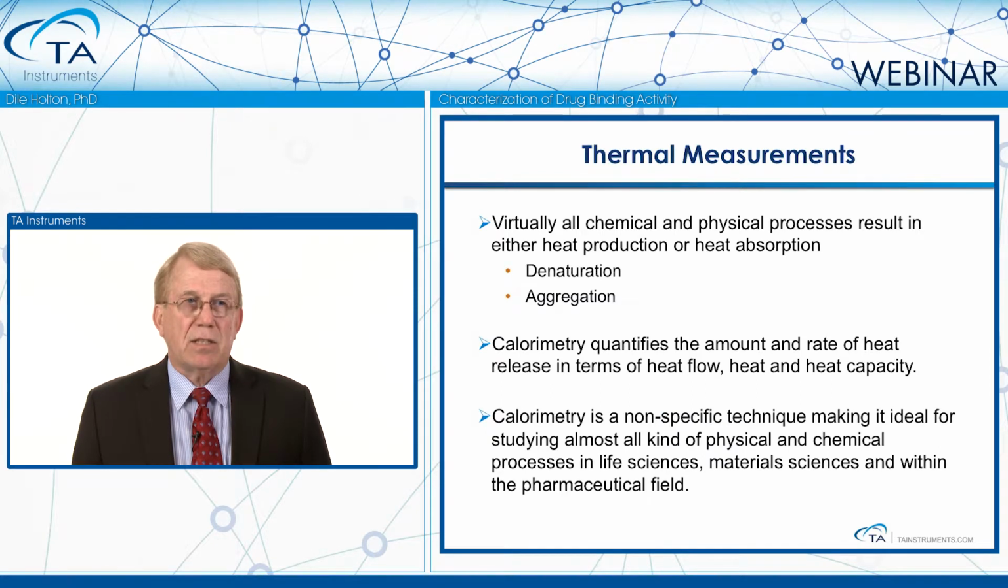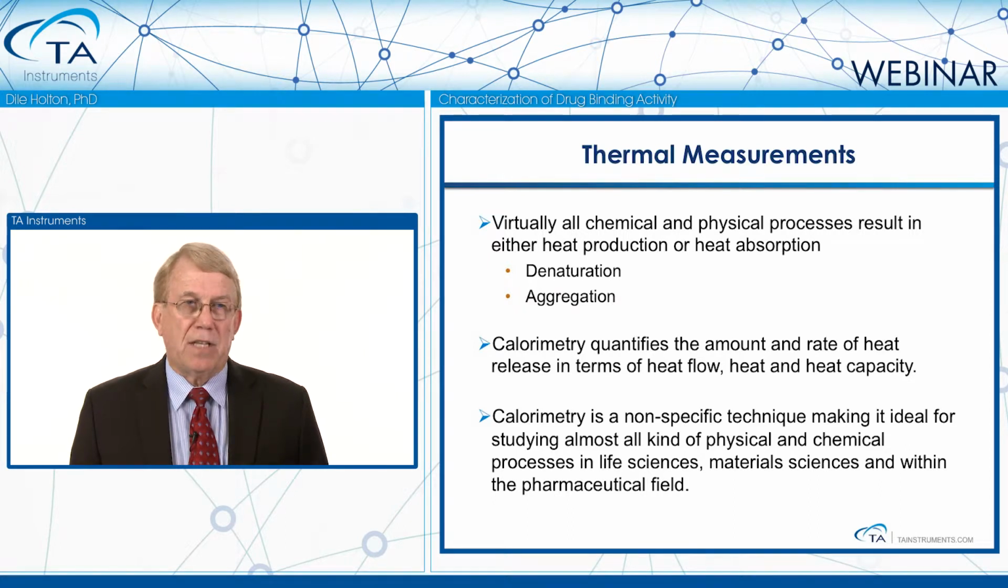The idea is that virtually all chemical processes, whether in a biological or in a drug, result in either heat production or heat absorption. Denaturation actually creates heat, and even aggregation will create heat, in such a manner that you'll be able to measure it, whether it's being absorbed or whether you're getting an exothermic event.